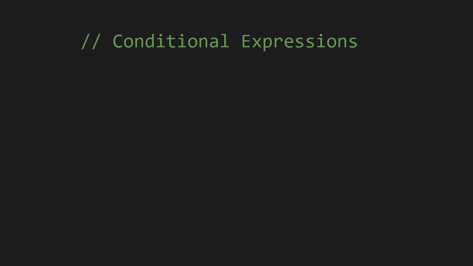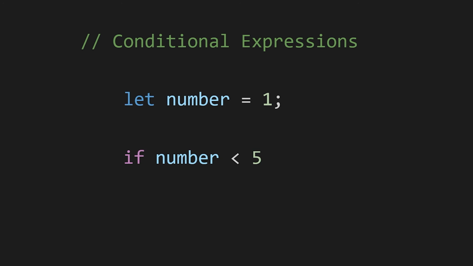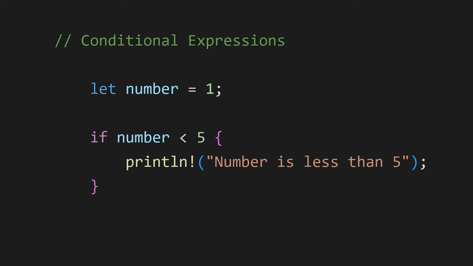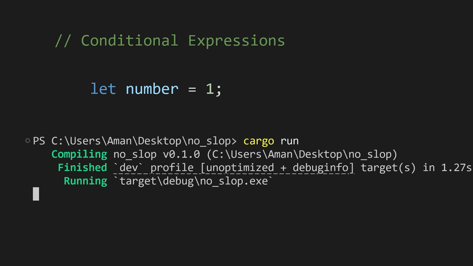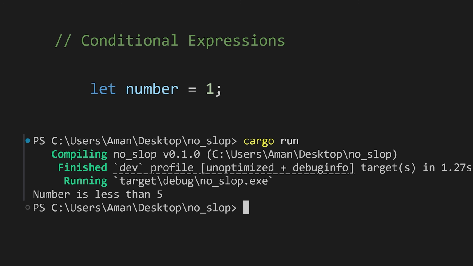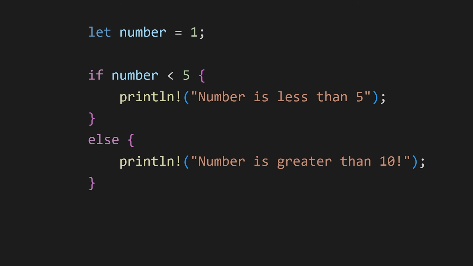Now let's look at conditional expressions. Writing an if expression is pretty straightforward. First, we use the if keyword followed by a condition. Then, inside curly braces, we write the code that should run when the condition is true. If I run this program, we can see "number is less than 5" printed to the terminal because the condition is true. We can also use an else statement to run a block of code when the condition is false.